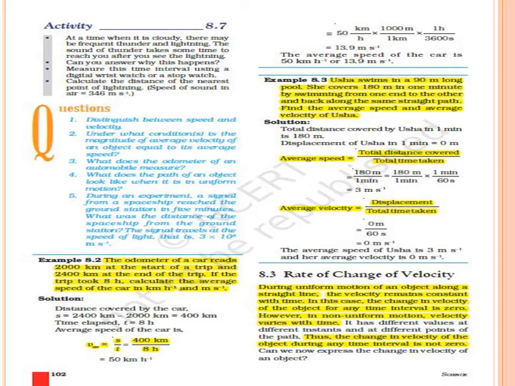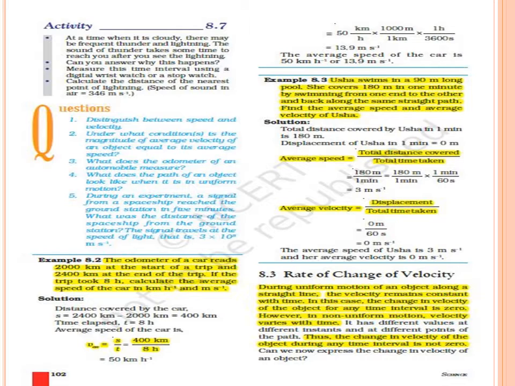So average speed will be total distance covered by total time taken, 180 meter by 1 minute. Then we convert this, and we get 3 meter per second. And in case of average velocity, it will be displacement by total time taken. Now what is displacement? It is 0 meter and total time taken is 60 seconds. So it is 0 meter per second. So the average speed of Usha is 3 meter per second, but her average velocity is 0 meter per second. The velocity is 0 because displacement is 0.